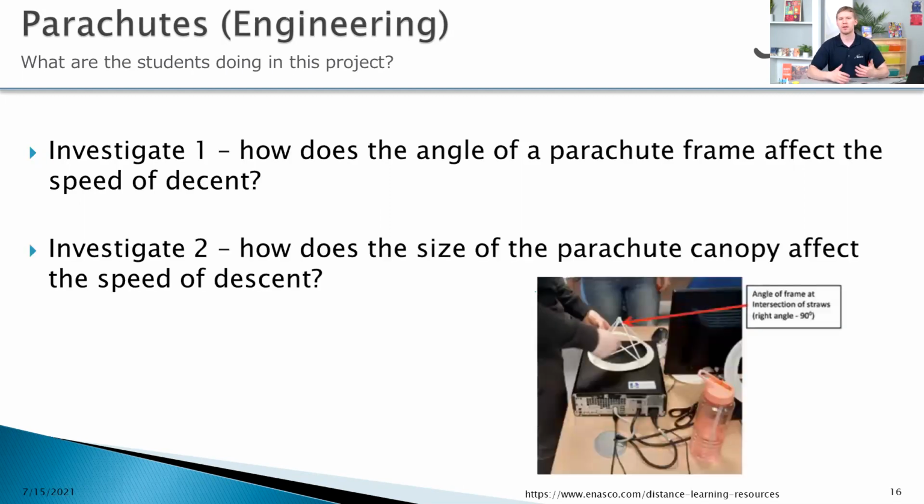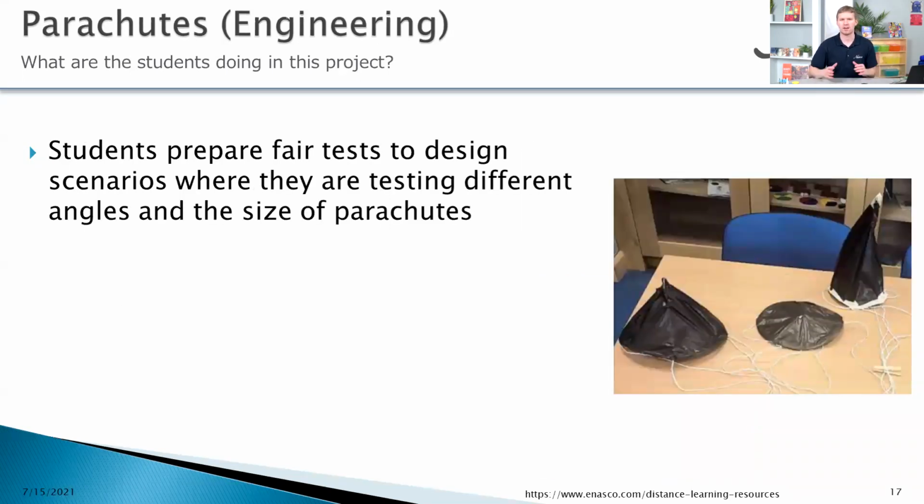And then the second one being, how does the size of a parachute canopy affect the speed of descent as well? So students are going to look at the different angles. They're going to look at the frame itself and how that affects it. And then they're going to get into the actual canopy itself. So it's a great activity, preparing again for a fair test. What are some different factors that you're going to test first, and make sure that you're actually designing a fair test as you design each of these? So first focusing on the size, and then maybe focusing on the angles.